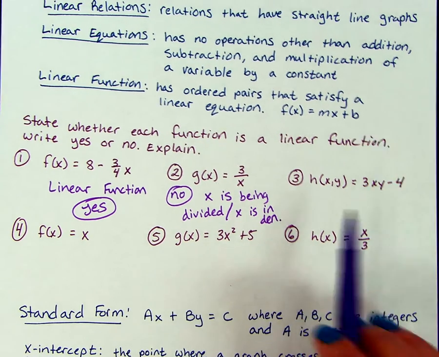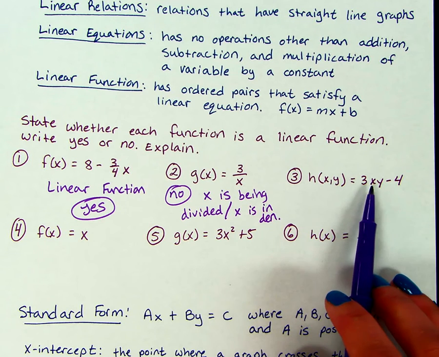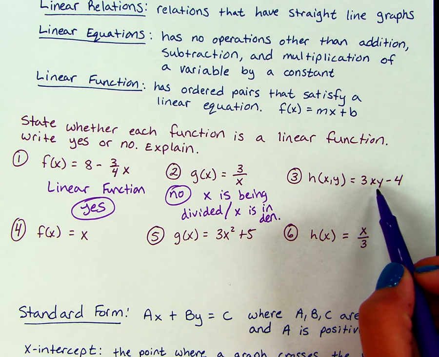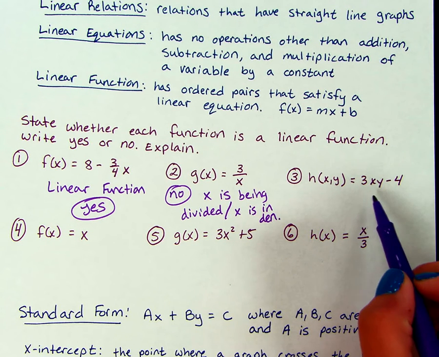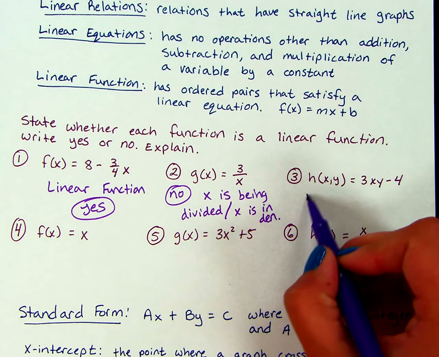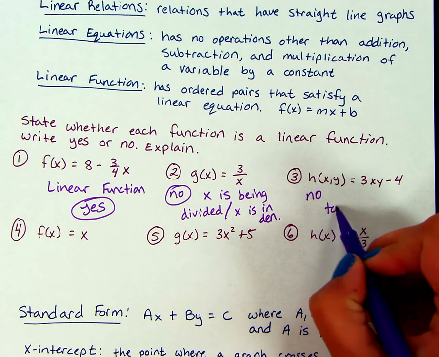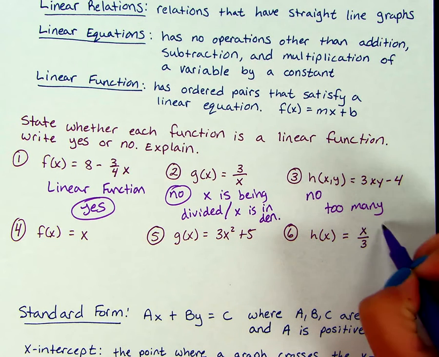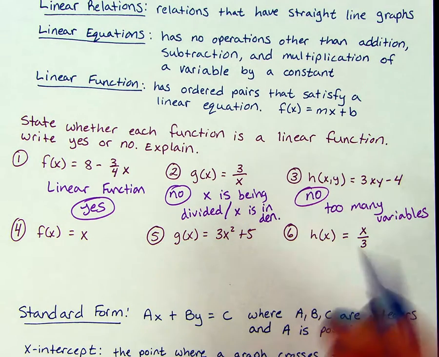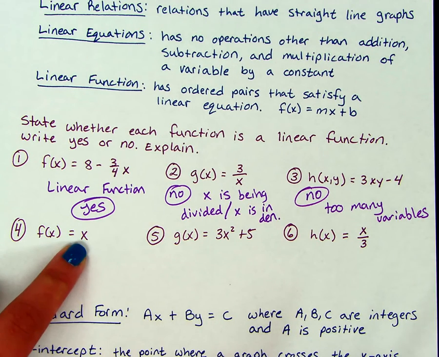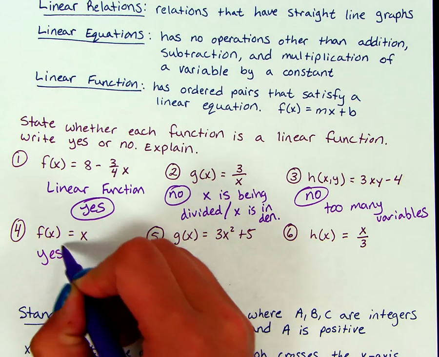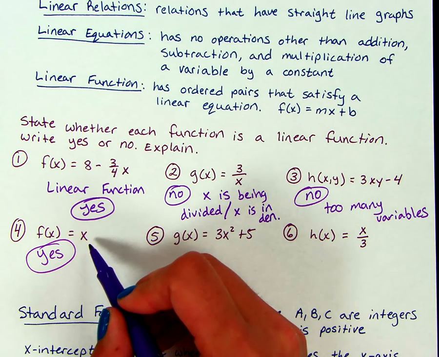All right, the next one, we have h of x y equals 3xy minus 4. Well, this one does have all multiplication, but there are multiple variables here. So this is really no longer a linear relation. So I'm going to put no. Too many variables. All right, next one. So here we have f of x equals x. Really there's that invisible 1, so that's just multiplication. So yes, this is linear. And this is actually called our parent function when we get into that.